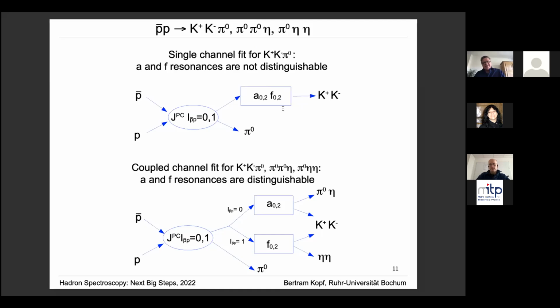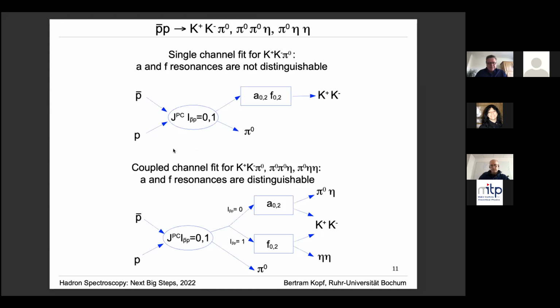Okay, an interesting channel here is, of course, this K+ K- π0 channel. And here just a few words concerning this. When one tries to analyze this channel in a single channel mode, then it is in principle completely impossible to disentangle the isospin 0 and isospin 1 component for resonances decaying to KK, as you can see here. So the decay angular distributions are the same, and so we have in principle no chance to disentangle this.